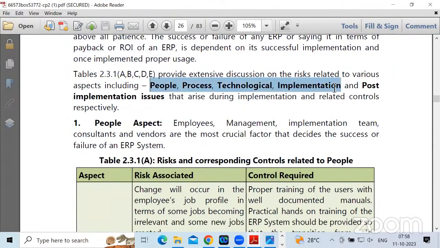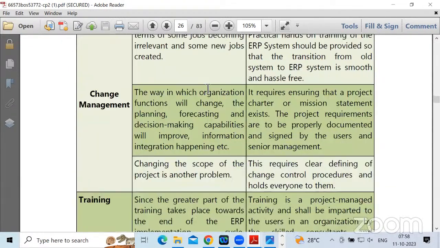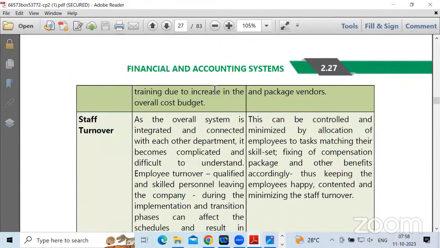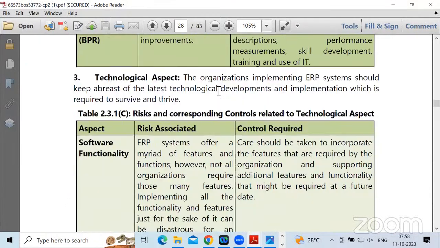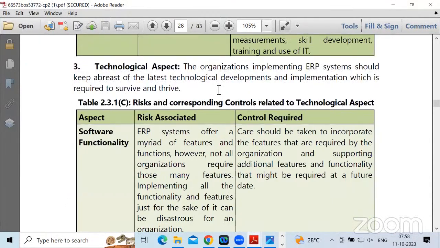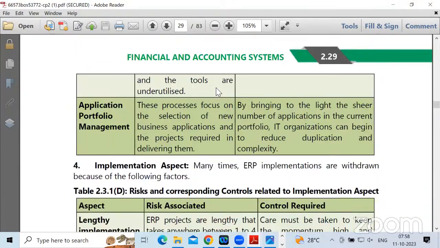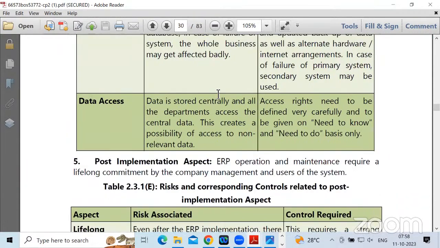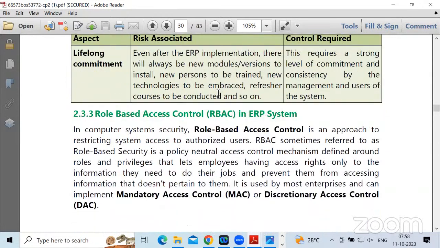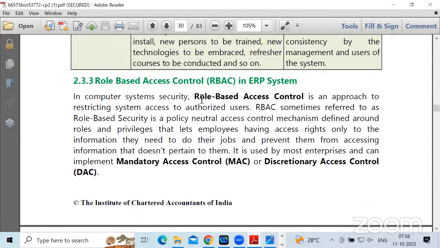People, process, technology, everything we have already seen in chapter 3. Change management, training, staff turnover, top management, consultant, all these things are self-explainable. It is an important question.